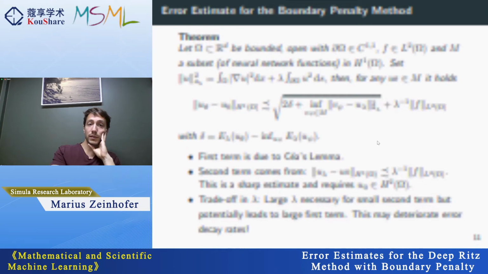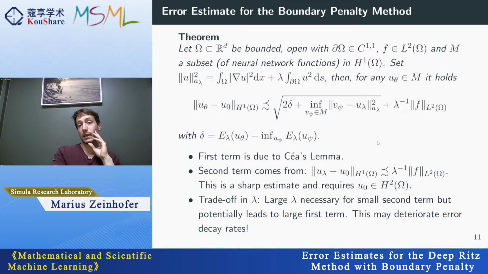So the theorem that we have in this case is, say omega is bounded and we have a C^{1,1} boundary and the right hand side in L2. Maybe you recognize this is the setting where we have H2 regularity, and this is what we will need. And M is a subset of H1, which we probably think of as neural network functions, but might also be just any subset. And here is just an abbreviation for the energy norm of A lambda. Then we can estimate the distance of any U theta in our ansatz class to the solution U naught in the following way.